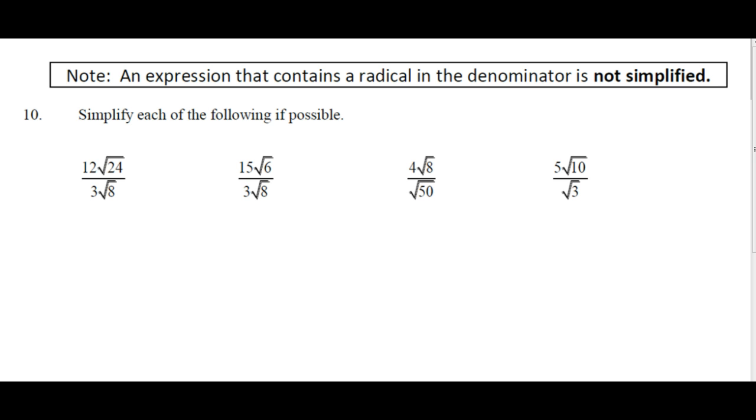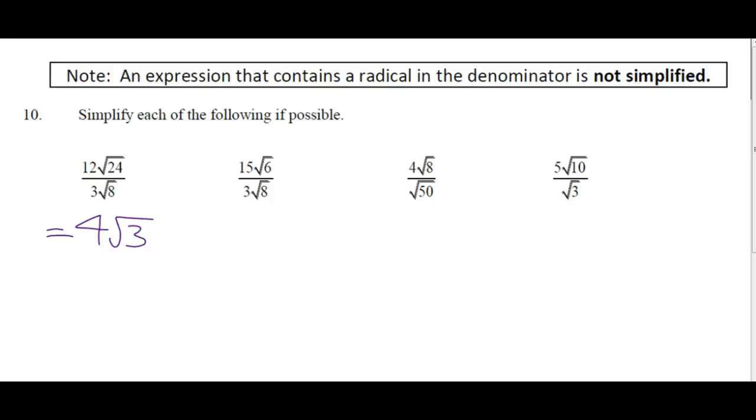No? Wow. Note, an expression that contains a radical in the denominator is not simplified. Simplify each of the following if possible. What's 12 divided by 3? What's root 24 divided by root 8? Root 3. Okay, cool, right? Now there's no denominator left, right? Just this divided into this evenly. Okay, and you get 4 root 3.